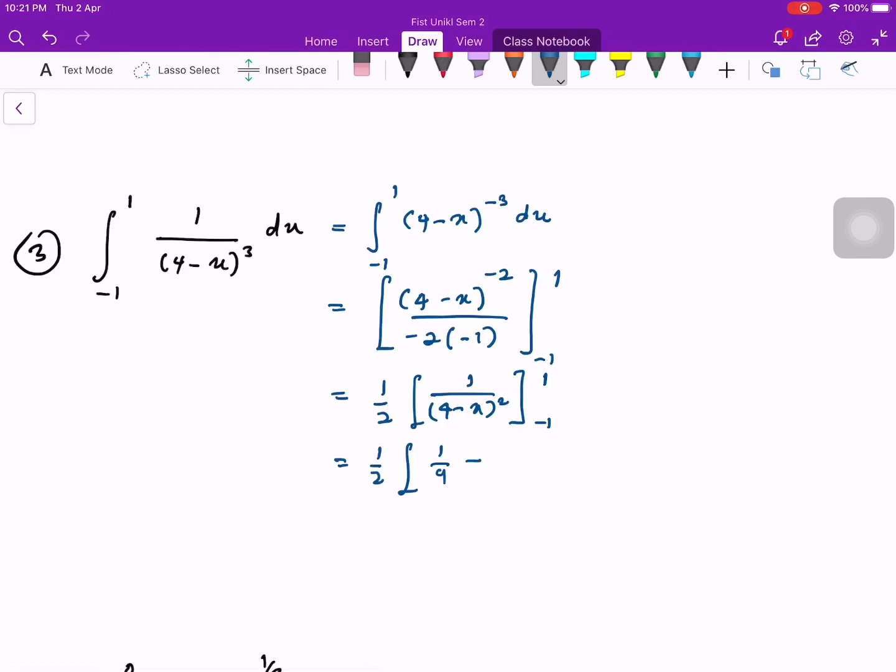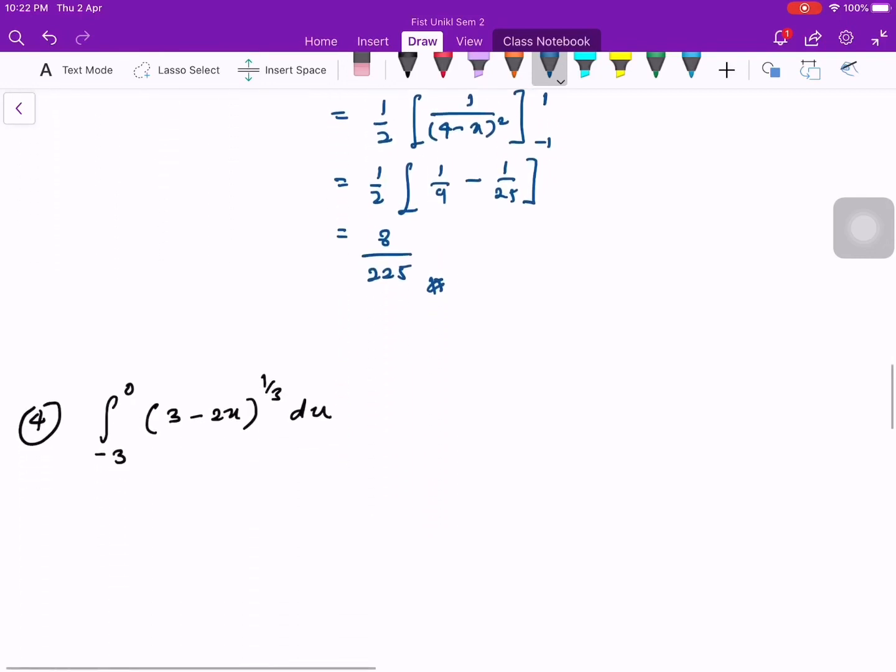So 4 minus minus will become 5, 25. So we have 1 over 25. Okay, so 1 over 25. Then by calculating this, samakan pembawah dia, you're supposed to have the value of 8 over 225. Okay, alright, and then the fourth one.